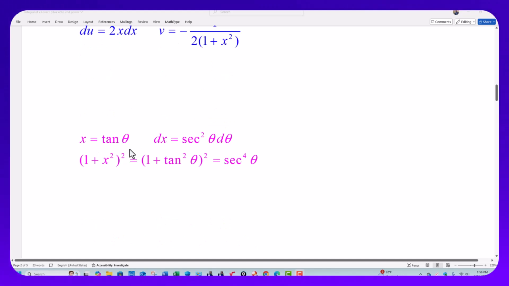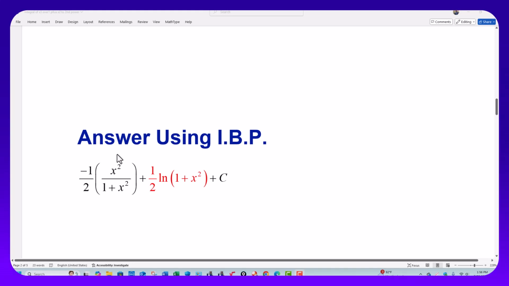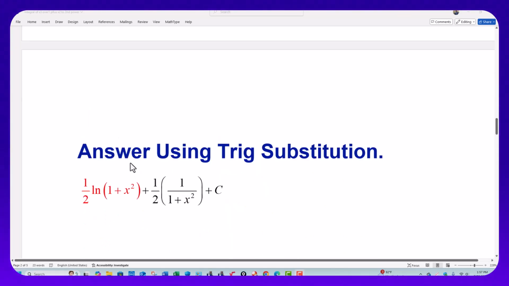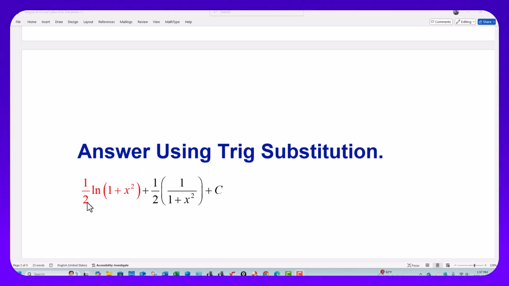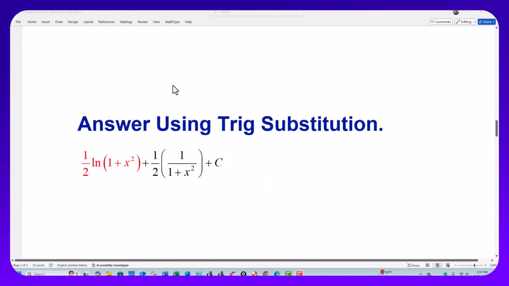This is a substitution I'm going to use for this one, but let me give you the answer. This is the answer that I got using integration by parts. And the part that's in red there, this is the answer that we'll get today using the trig substitution. Again, the part in red matches this over here, and the other part doesn't.